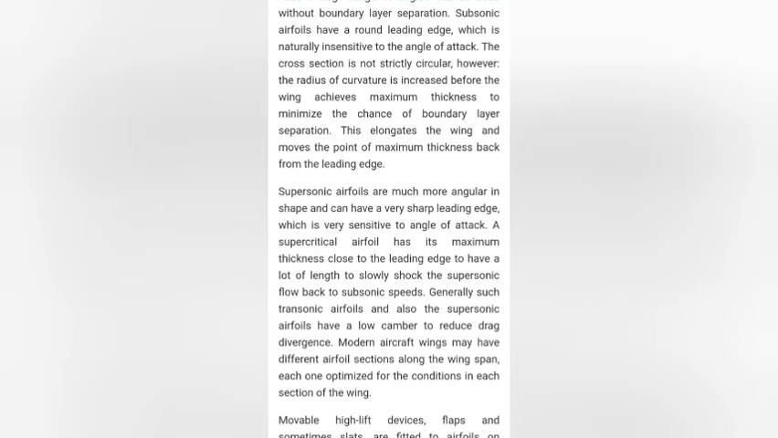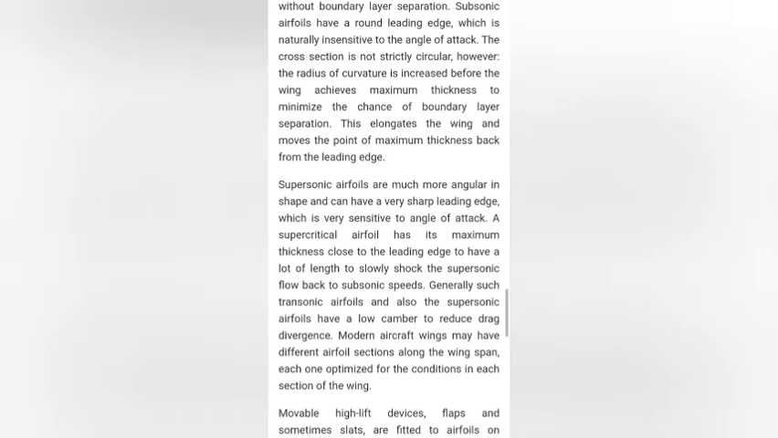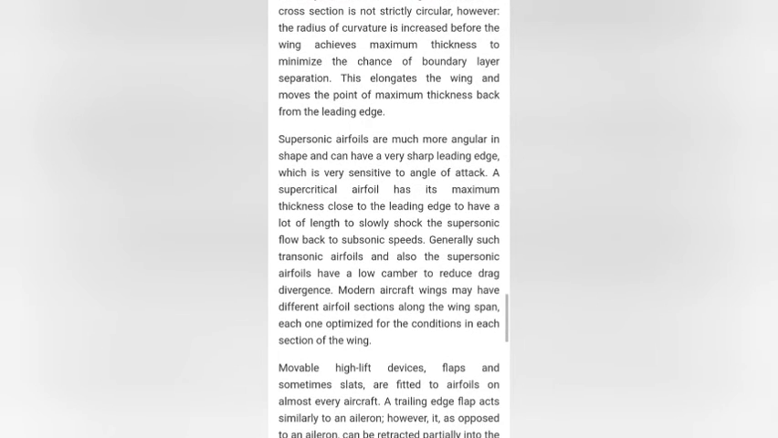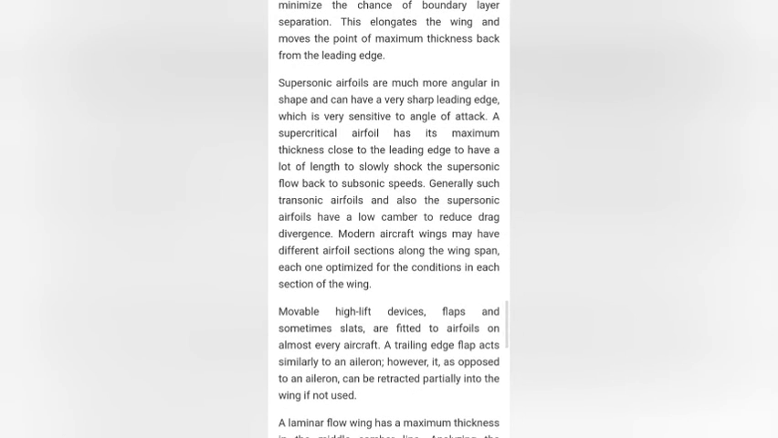Supersonic airfoils are much more angular in shape and can have a very sharp leading edge, which is very sensitive to angle of attack. The supercritical airfoil has its maximum thickness close to the leading edge, and has a lot of length to slowly shock the supersonic flow back to subsonic speeds. Generally, such transonic airfoils and also the supersonic airfoils have a low camber to reduce drag divergence.